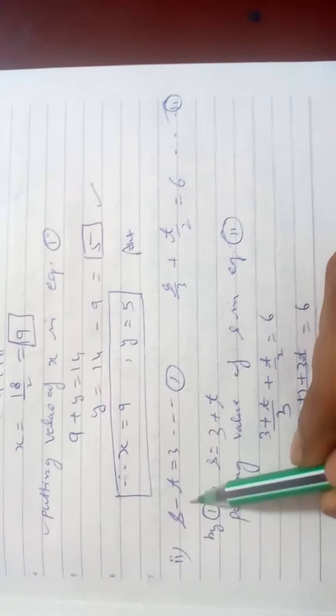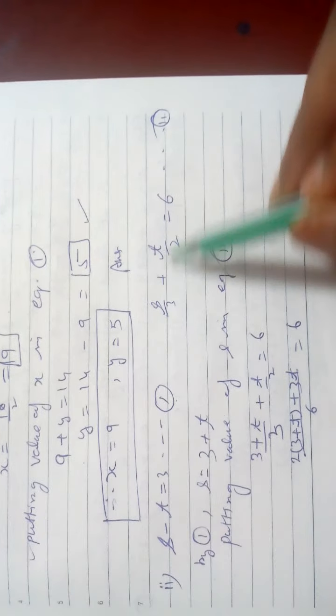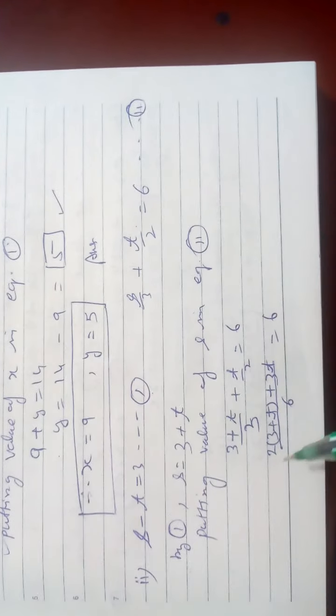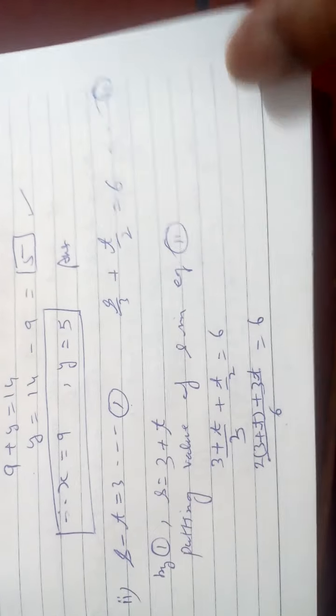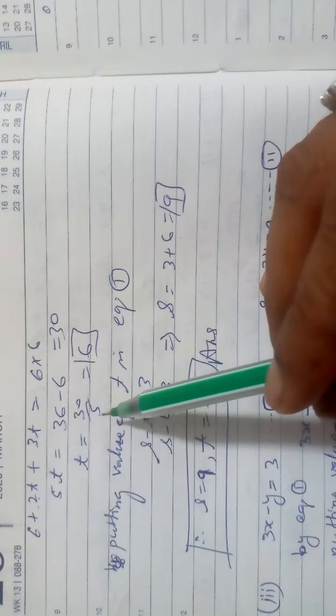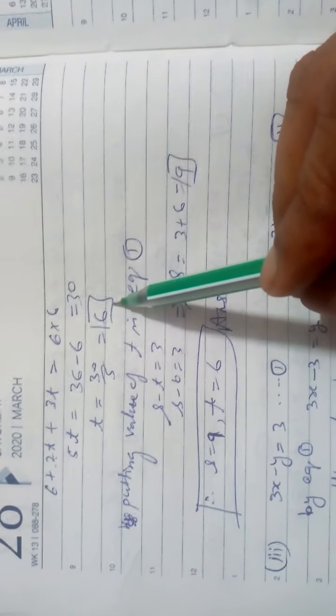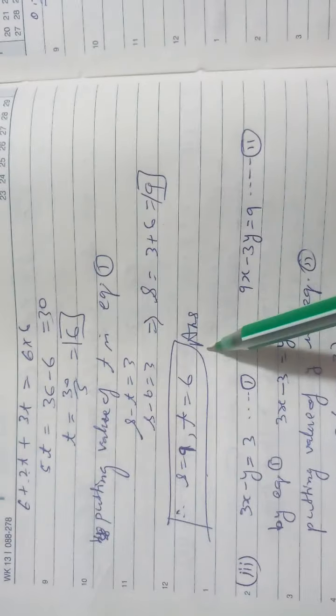The second equation is in terms of s and t. Putting the first equation in the second, take LCM. Solving it, cross multiplied. Here you are getting t is equal to 6. By transposing it, putting the value in the first equation, getting s is 9. So s is 9 and t is 6, it is your answer.